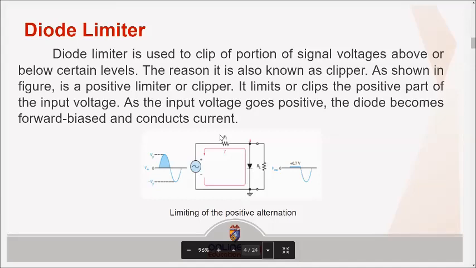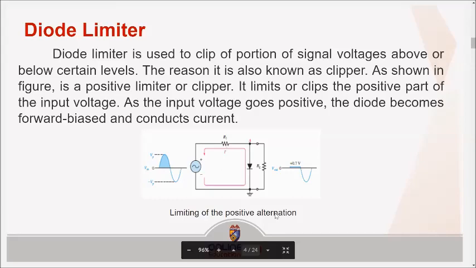What is a diode limiter? A diode limiter is used to clip a portion of signal voltages above or below certain levels. The reason it is also known as a clipper, as shown in the figure, is a positive limiter or clipper. It limits or clips the positive part of the input voltage. Makikita nyo, as you can see, clip means ibig sabihin, ika-cut niya. Kumbaga, ang i-clip niya yung positive part ng input voltage. Then, para siyang nakat, kumbaga nahati.